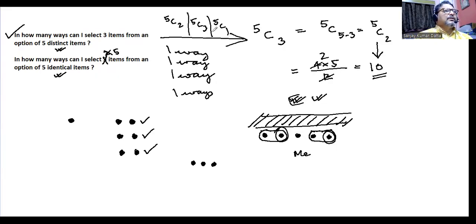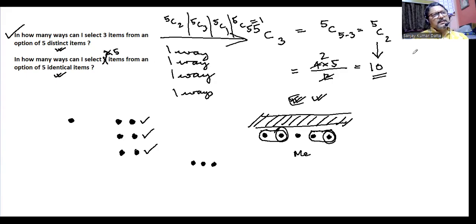Obviously, here it would have been one way. And here also, for distinct items, it would be 5C5, which is one way. So apart from when you are picking up all of them, remember, there's a distinct difference between distinct items and identical items. Identical items can always be selected only in one way. This is lesson number one. I hope you have understood.